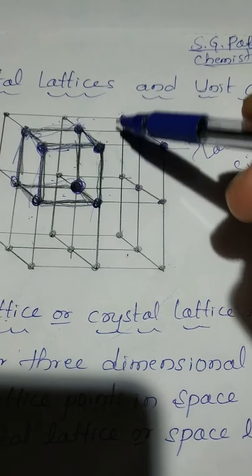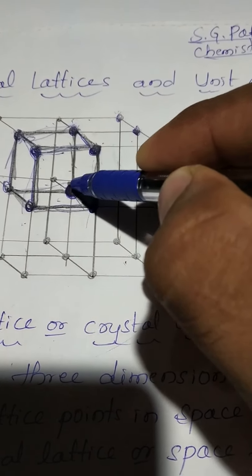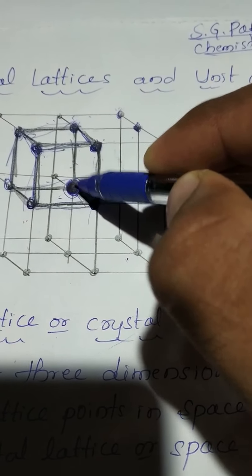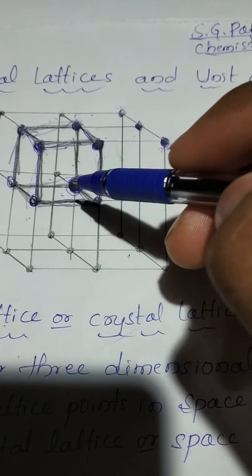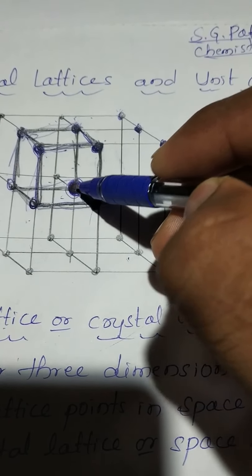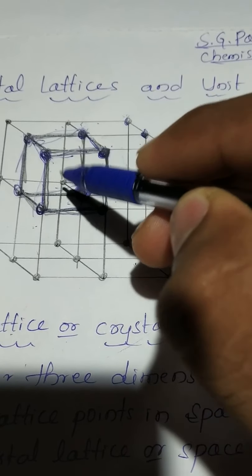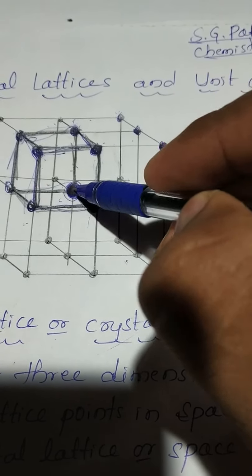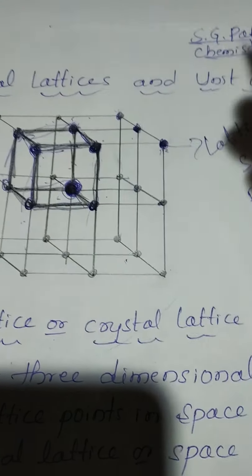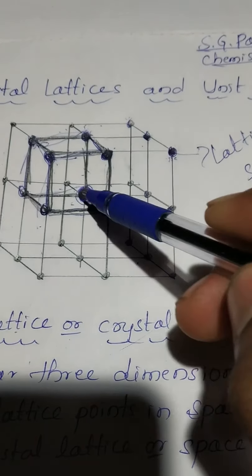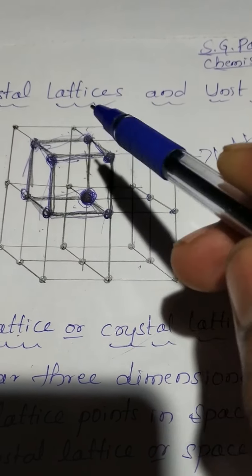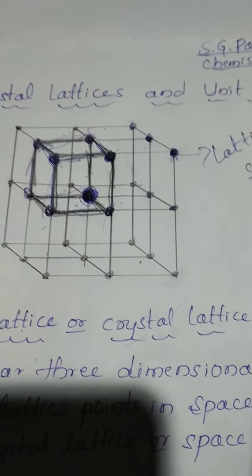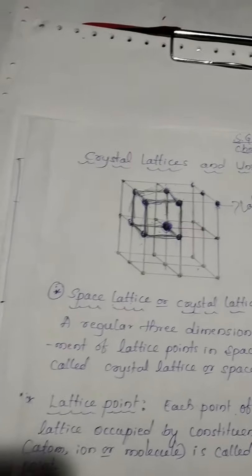See, above 1, 2, 3, 4 unit cells are there. Below also 4 unit cells are there. This constituent particle is shared by 8 unit cells. So the contribution of this corner particle to one unit cell is 1 by 8. Because this is shared by 8 unit cells, the contribution of this corner particle to one unit cell is 1 by 8.